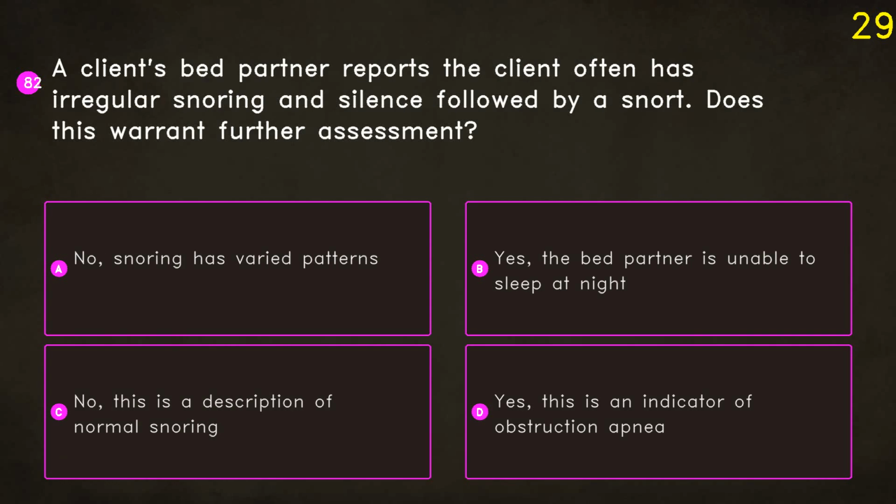Question 82. A client's bed partner reports the client often has irregular snoring and silence followed by a snort. Does this warrant further assessment? A. No, snoring has varied patterns. B. Yes, the bed partner is unable to sleep at night. C. No, this is a description of normal snoring. D. Yes, this is an indicator of obstruction apnea.